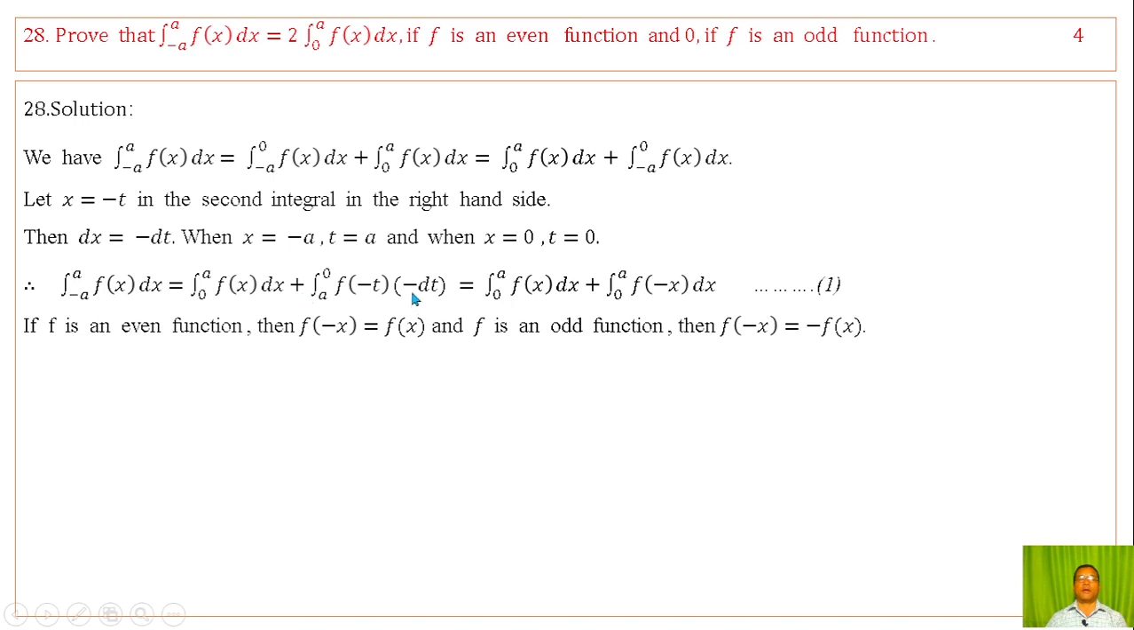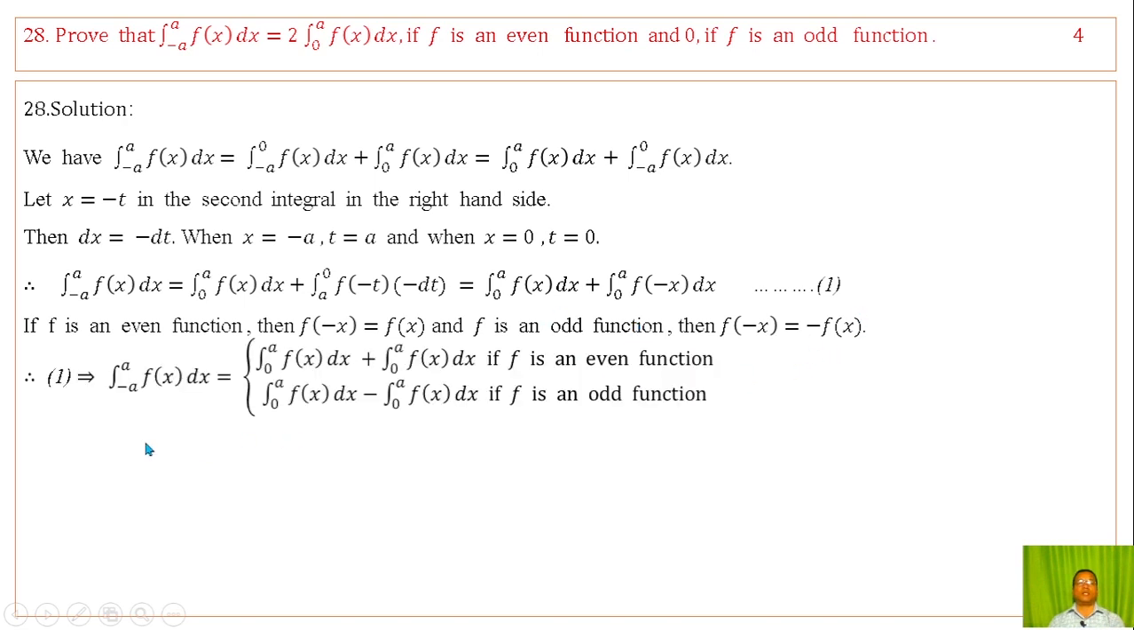On top of this is equation 1. If f is an even function, then f of minus x equal to f of x. And if f is an odd function, then f of minus x is equal to minus of f of x.